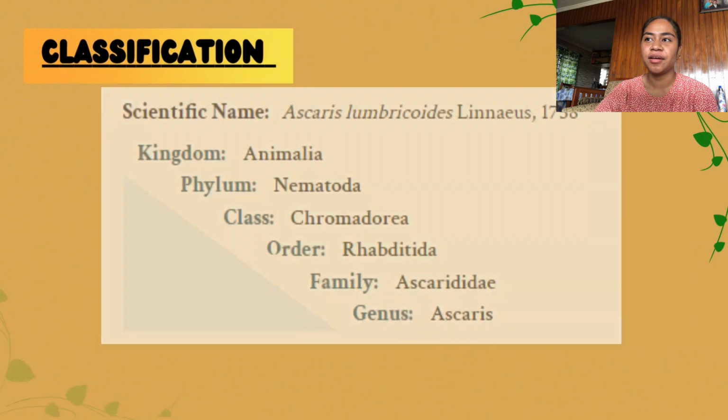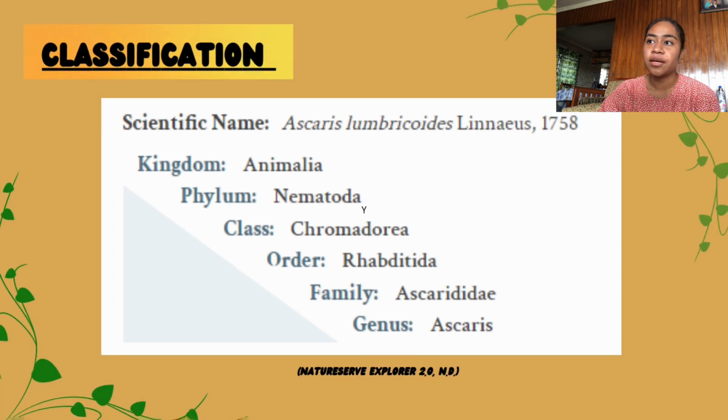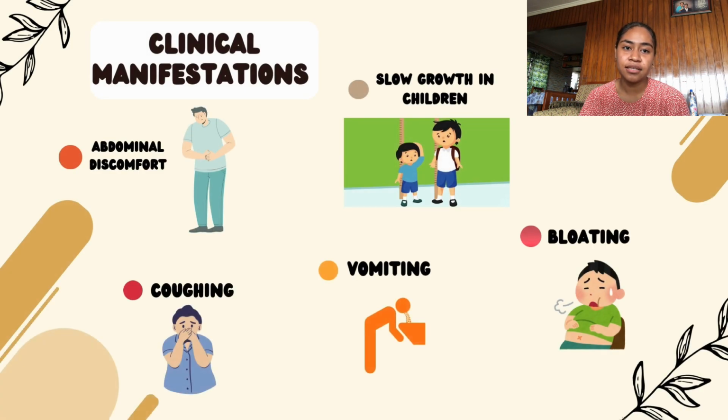In the next slide, we have how Ascaris lumbricoides is classified in the animal kingdom, with its kingdom being Animalia, its phylum being Nematoda, and so on and so forth until its genus Ascaris. So we have clinical manifestations in the next slide.